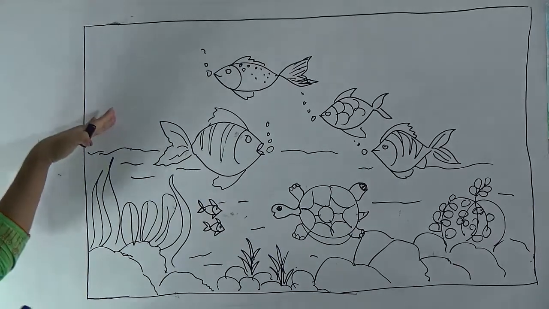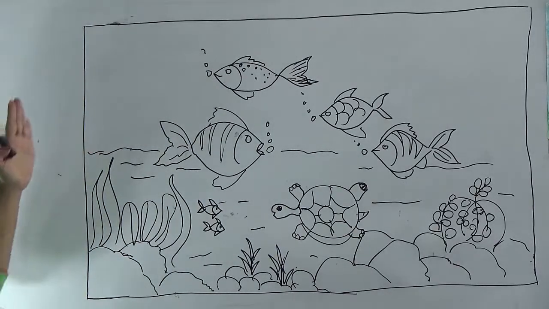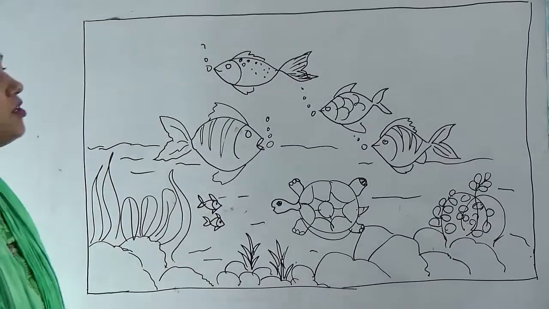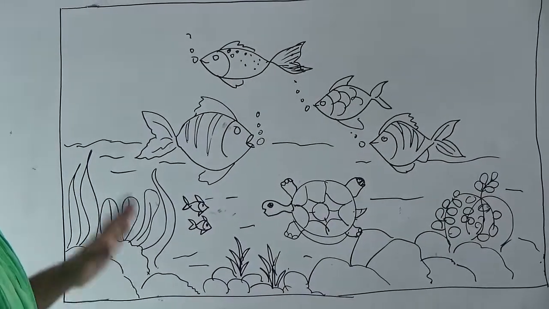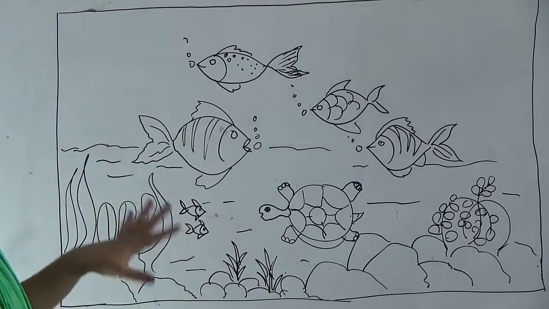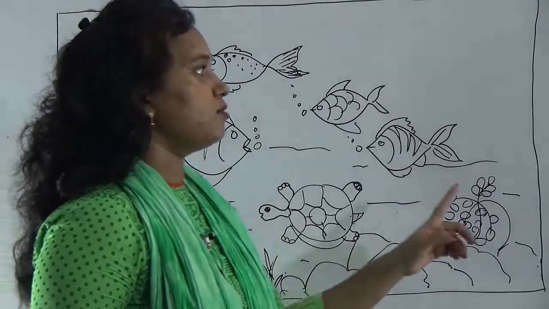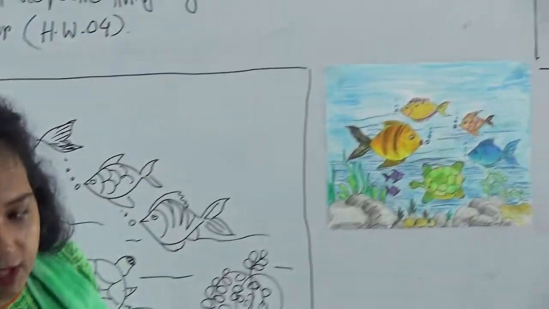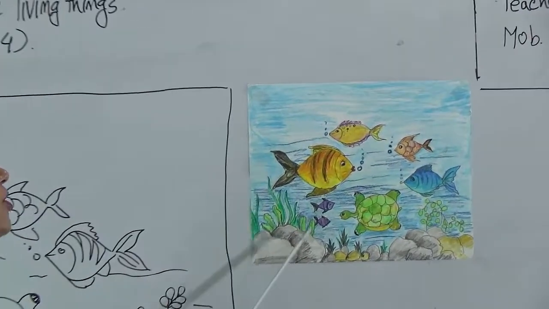Look at the board very carefully. This is the first step of your topic. After drawing this picture, then you will go to the color. Now look at the board. I have already colored a picture for you.